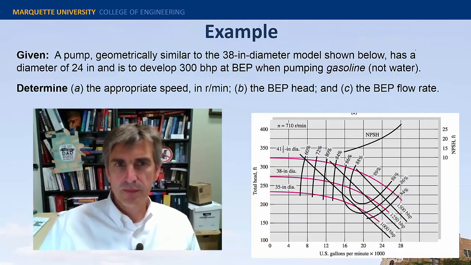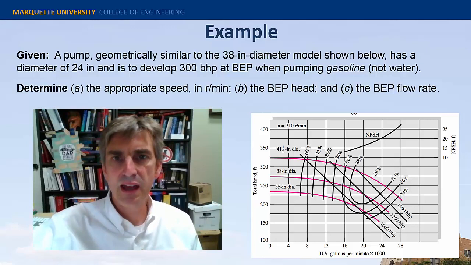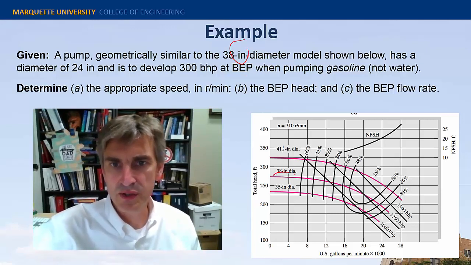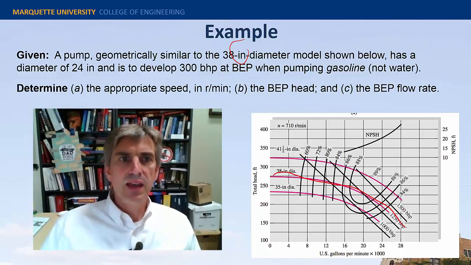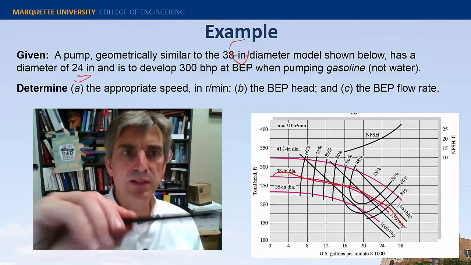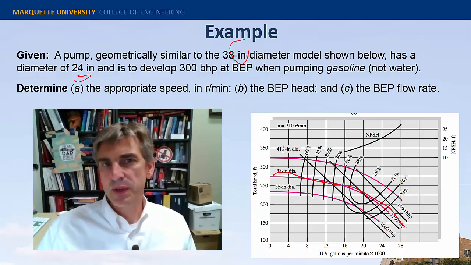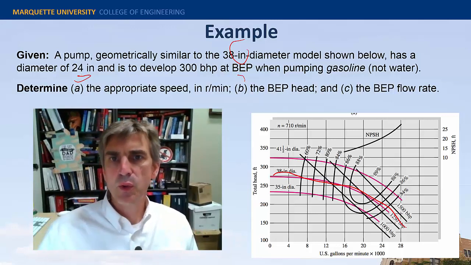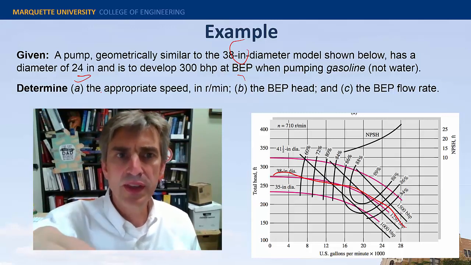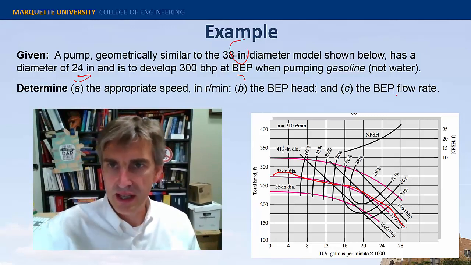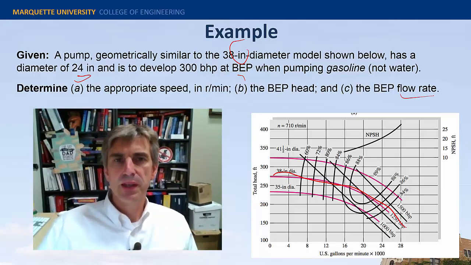So let me show you how that would work. Let's say you have this example, a pump which is geometrically similar to the 38-inch impeller model shown below. So it's this curve right here. The pump that we're looking at has a diameter of 24 inches, and it's supposed to develop 300 brake horsepower at the best operating point, BEP, when pumping gasoline. Determine what the approximate speed would be, the approximate head would be, and the approximate flow rate would be.